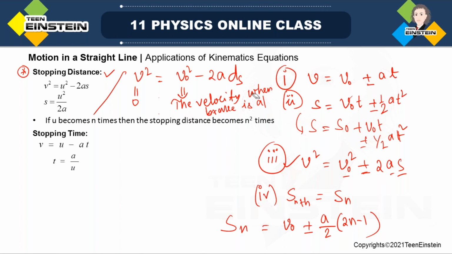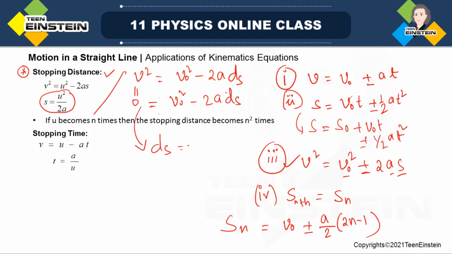Now you are stopping it to zero, so the final velocity will be zero. Putting that in, I get 0 equals v0 square minus 2a ds. If you simplify it, you get the stopping distance: ds equals v0 square, the initial velocity squared, divided by 2a, that is the acceleration or the deceleration the brake shoe gives.